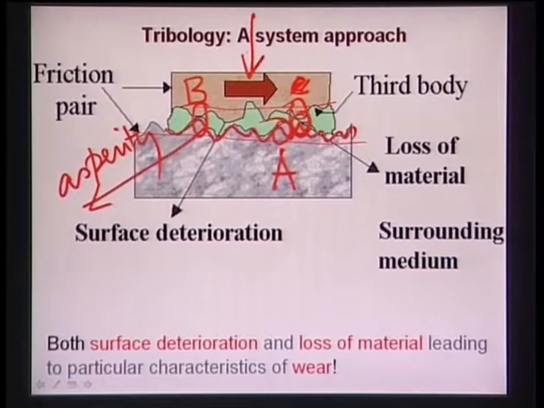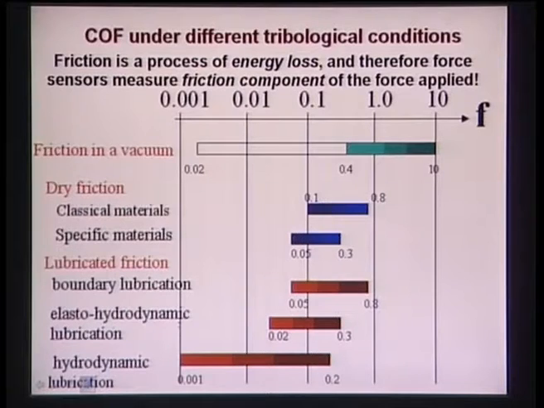Whenever you put a load P here, then B will make contact with A only at multiple asperities, not all throughout the surface. So whatever friction coefficient or whatever wear you see, that is the result of this physico-mechanical interaction between the n number of asperities from the two opposing or two mating solids. So this shows the friction coefficient under different tribological conditions for self-mated steel.